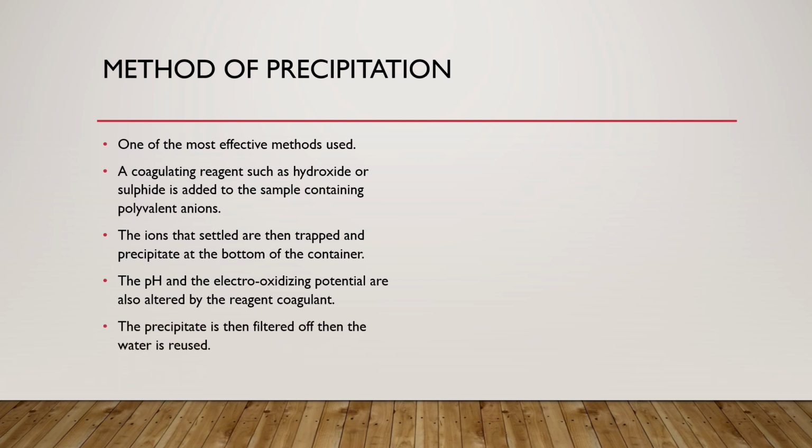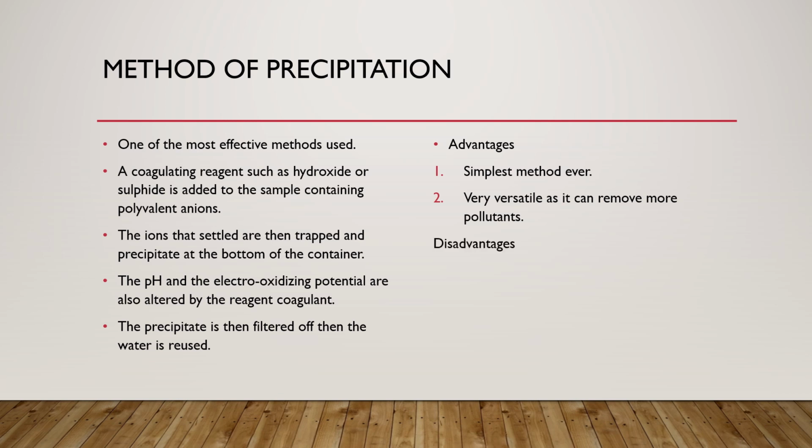The precipitate is then filtered off, and then the water is reused again. Simple. Here are some of the advantages. For one, it's the simplest method ever. Two, very versatile as it can remove more pollutants. But it does come with its own disadvantages.